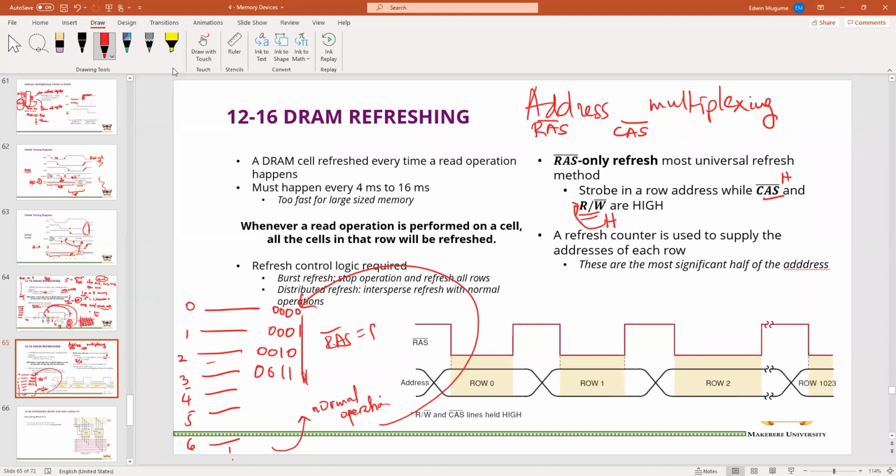And you can see this is what they are doing here. You can see that read/write and CAS are both high. This one deactivates the column address strobe.